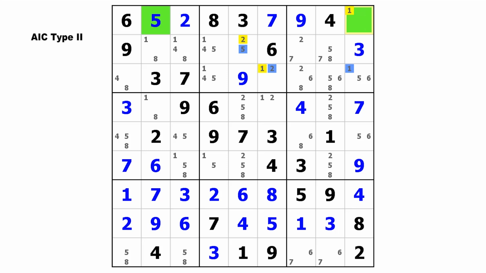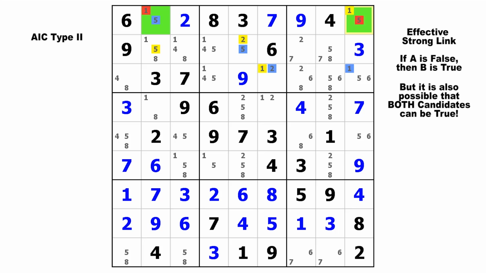And another peculiarity to notice is this. Remember that I have always made the distinction between a conventional strong link and an effective strong link. Now, if you don't know what I'm talking about, please go back and watch videos number 3, number 4, and number 33. And I have always said that in an effective strong link between the two endpoints of an AIC, Type I or Type II, if either one of the endpoints is false, then the other one must be true.